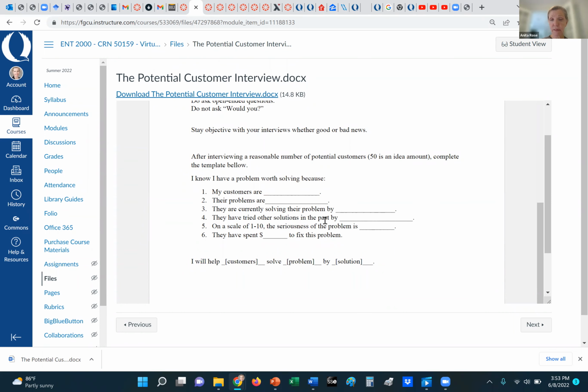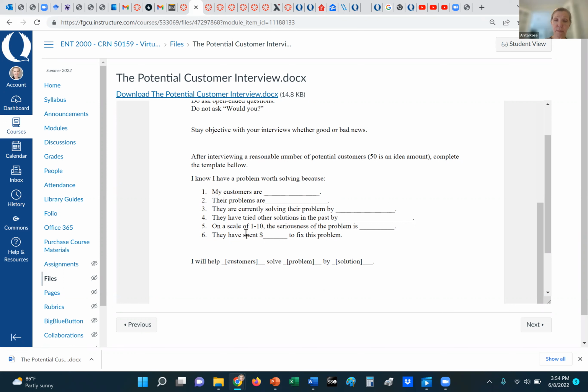What have they tried as a solution in the past? And then on a scale from 1 to 10, how serious is the problem? And what would they be willing to spend to fix this particular problem? And so we're going to gather this information to answer this question. I will help, who are your customers? Very descriptive. Who are they? And to solve what problem by what solution?